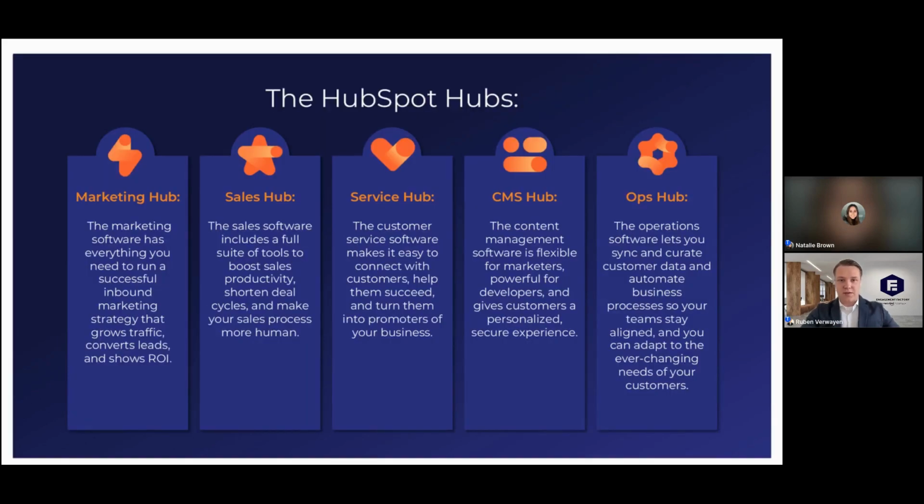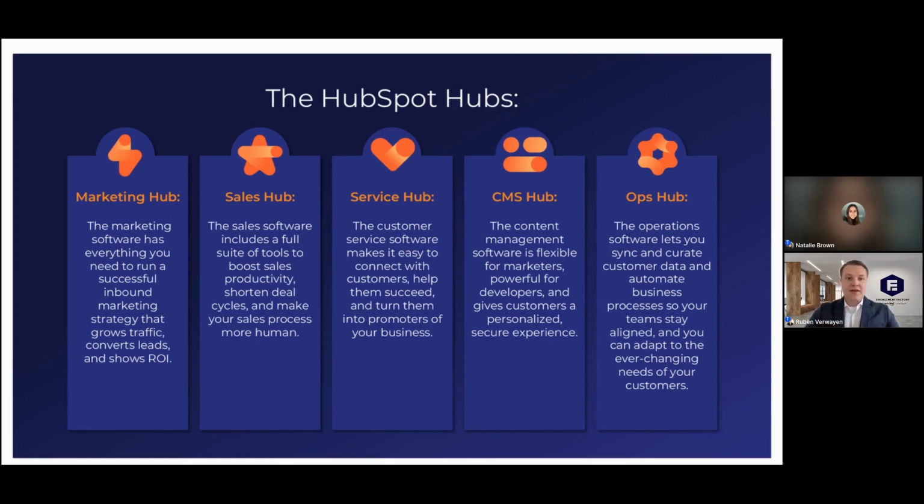So we are moving to the HubSpot hubs. As I mentioned, you have the attract, engage, and delight, where it is marketing, sales, service, which also defines the different kinds of hubs HubSpot offers. So HubSpot started with the Marketing Hub, which is really focused on everything you need to run a successful inbound marketing strategy that grows traffic, converts leads, and really shows the ROI of your marketing efforts. For example, email marketing, ads, social, everything that helps you with your marketing is covered in the Marketing Hub.